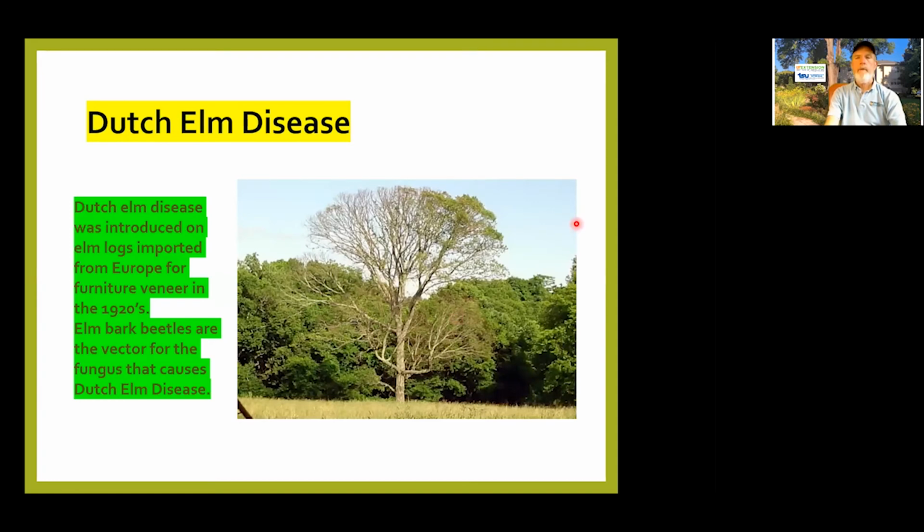Another problem, or another disease, was Dutch elm disease. This was one that occurred in the 1920s. They think it was imported from Europe for furniture veneer. And it's vectored by the elm bark beetle, which inserts the disease into the wood, into the vascular system. So you can see here's the tree, and it's got some leaves on one side, but it's dead really here. So that means some of the xylem, I can't remember if it's phloem or xylem, I think it's the xylem, that the little fungi spores get inside of the vascular system and choke it off.